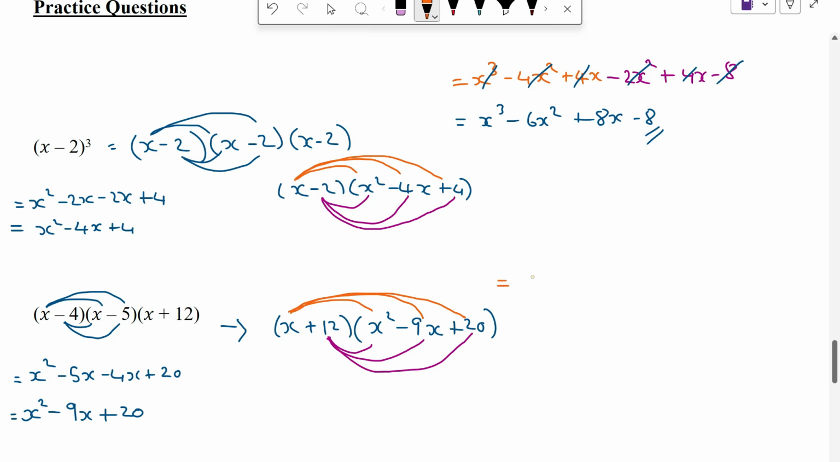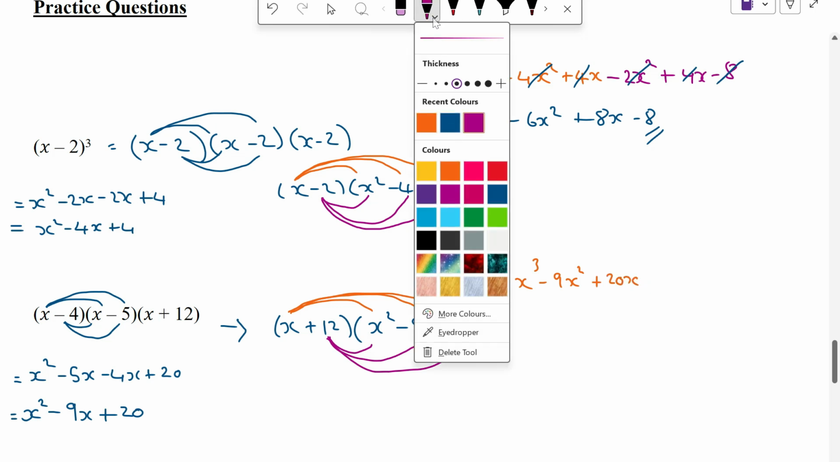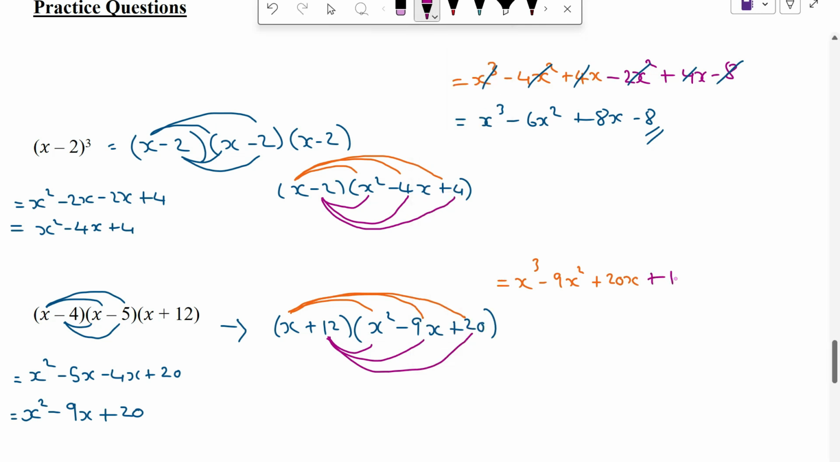Okay, so expanding this, we get x to the power of 3 minus 9x squared plus 20x plus 12x squared minus 108x plus 240.